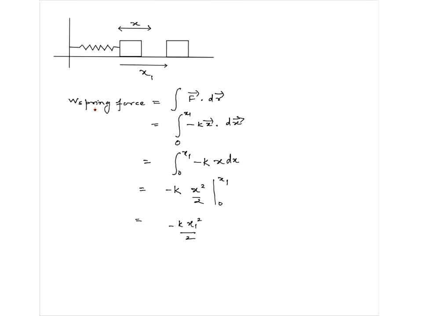You can imagine that some external agent would be pulling this block. Block on its own is unlikely to go to the right side. So external agent may be pulling it, but we found out work done by the spring force. External agent could also be doing some work.